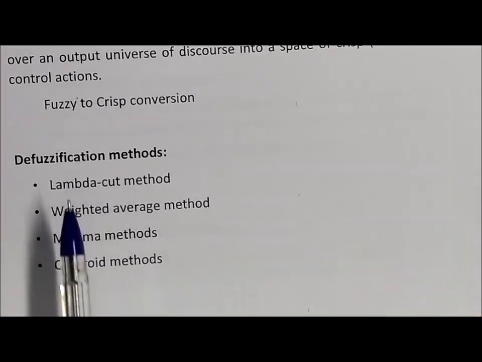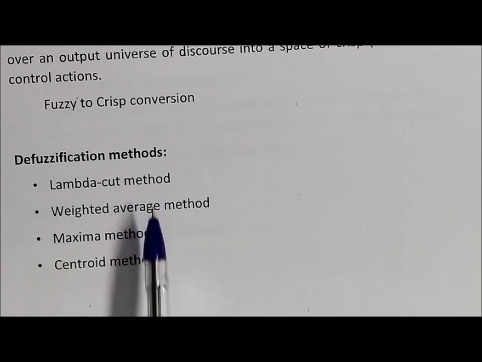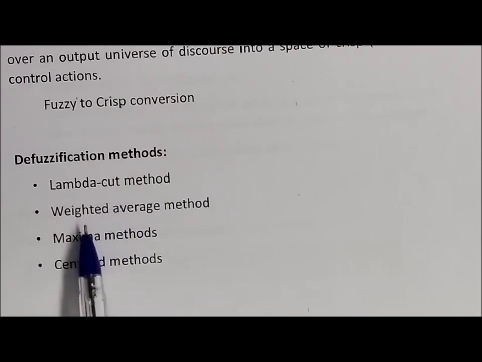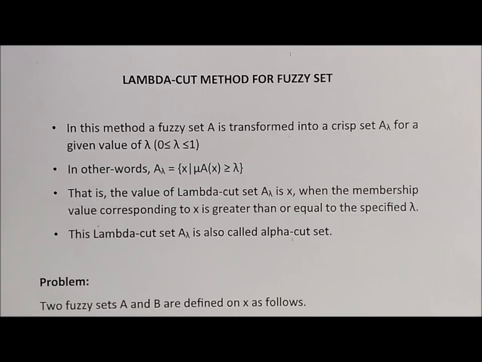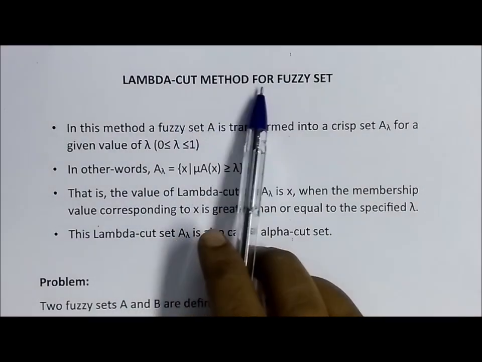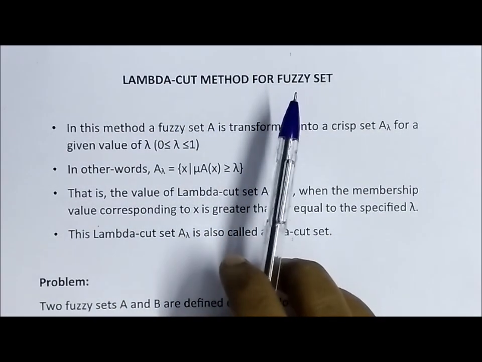So we have some defuzzification methods. We have 4 methods of defuzzification. The first one is the lambda cut method, then the weighted average method, maxima method, and the centroid method. In defuzzification, let us discuss the lambda cut method for fuzzy sets.